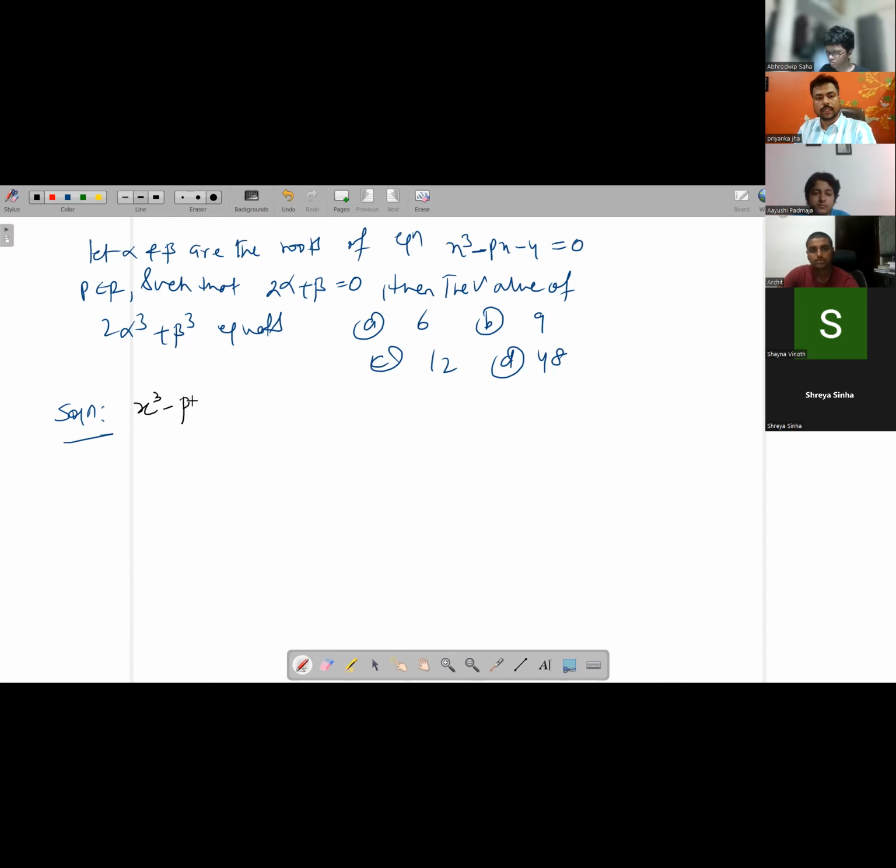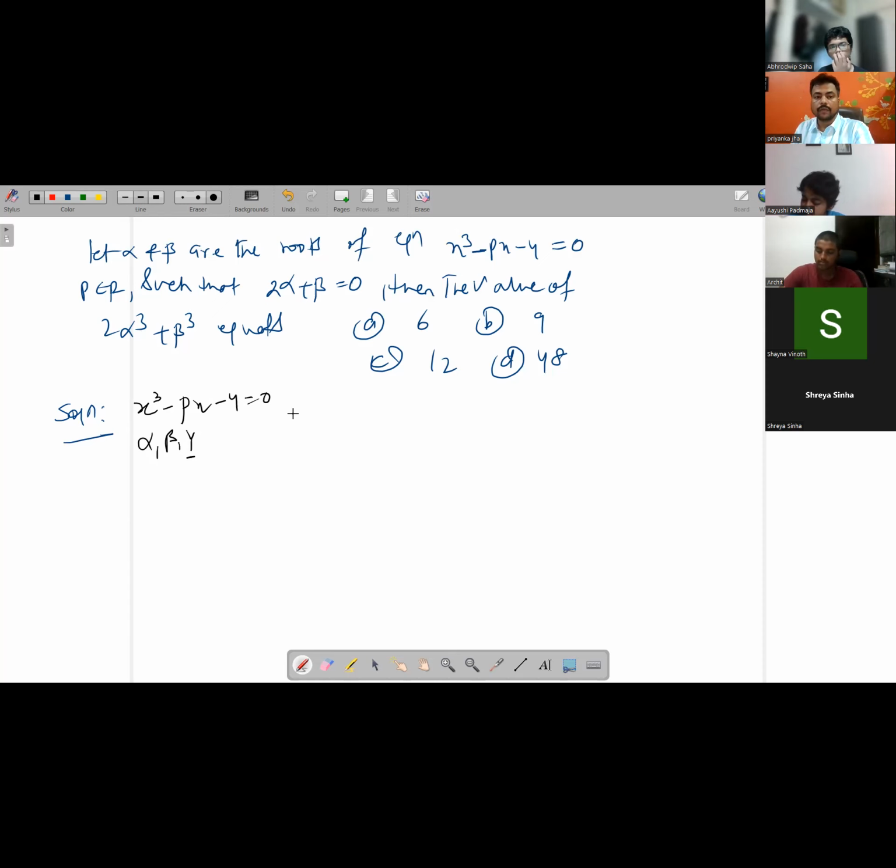x cube minus px minus 4 equal to 0. So now, without thinking much, just assume that it will have 3 roots: alpha, beta, gamma. Let alpha, beta be the roots of this. So obviously, you will have a third root as well. Let gamma be the third root.